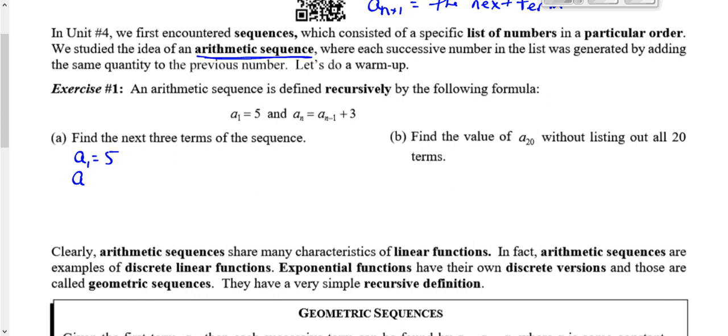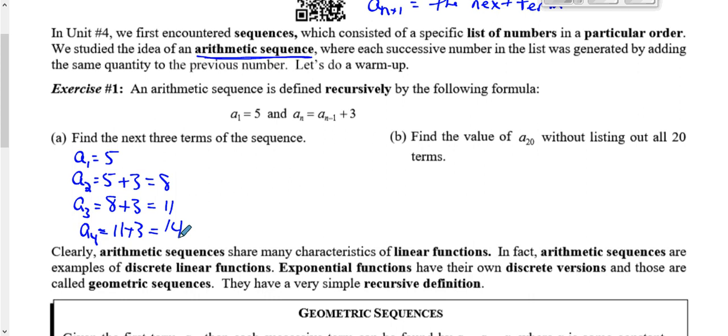What's A sub 2? What's the rule say? 5 plus 3, which is 8. Now the third term is the previous term plus 3, so now it's 8 plus 3, which is 11, right? And the fourth term is 11 plus 3, which is 14, okay? Know how to do that now? So they give you the first term, and then they give you the rule. That was the recursive, right?